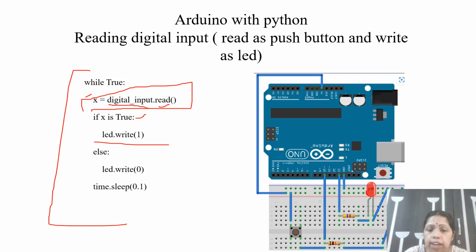How can you write it? The LED pin you have connected to pin number 13, which you have configured and stored in the LED variable. Through that variable you have to turn on the LED by using the write function. So LED dot write within brackets 1, and it will be sustained for 1 millisecond. Else, if the switch is not pressed and nothing is there in X, then the LED will be turned off: LED dot write within brackets 0. You need to turn off the LED.